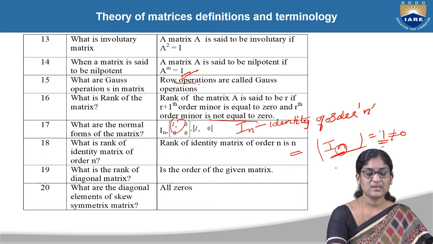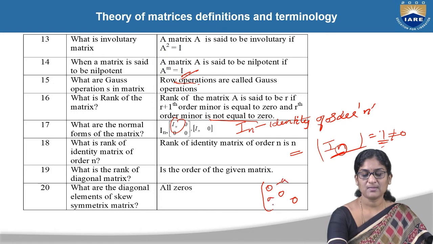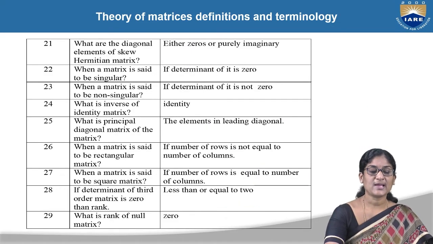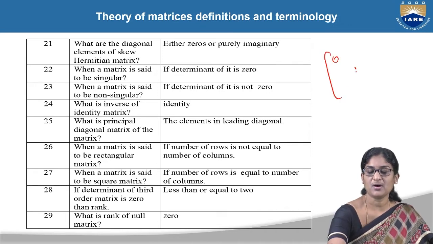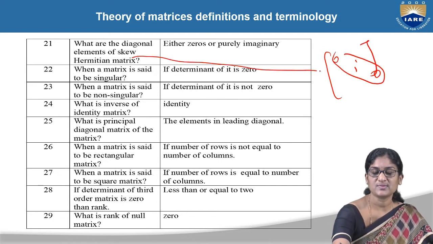Now, what are the diagonal elements of a skew-symmetric matrix? All zeros. The diagonal elements of a skew-symmetric matrix will all be equal to zero, for example a minus a, b minus b, c minus c. Next, what are the diagonal elements of skew-Hermitian matrices? Either 0 or purely imaginary.